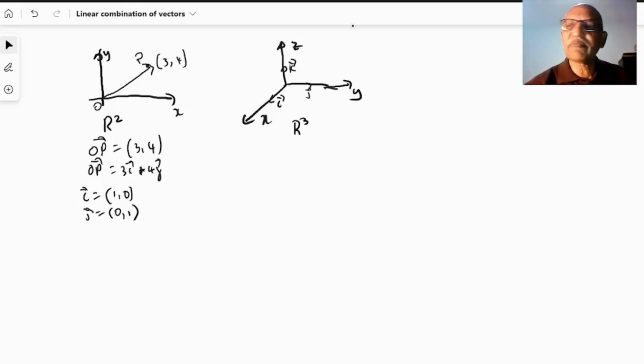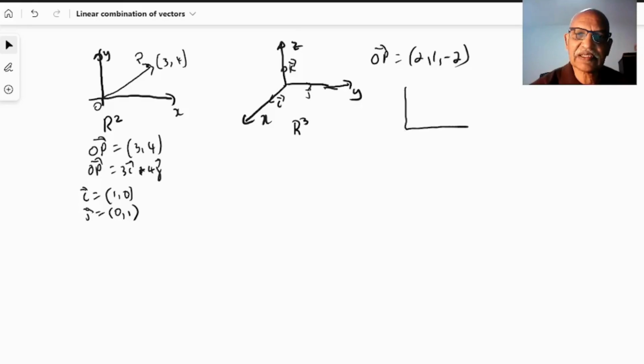So let's say if I have a point, if OP is 2, 1, minus 2. How do I draw this one here in three dimensions? So x is 2. x is 2 means it's in the positive direction. Let's say first the three dimensions here. This is x, y, z.